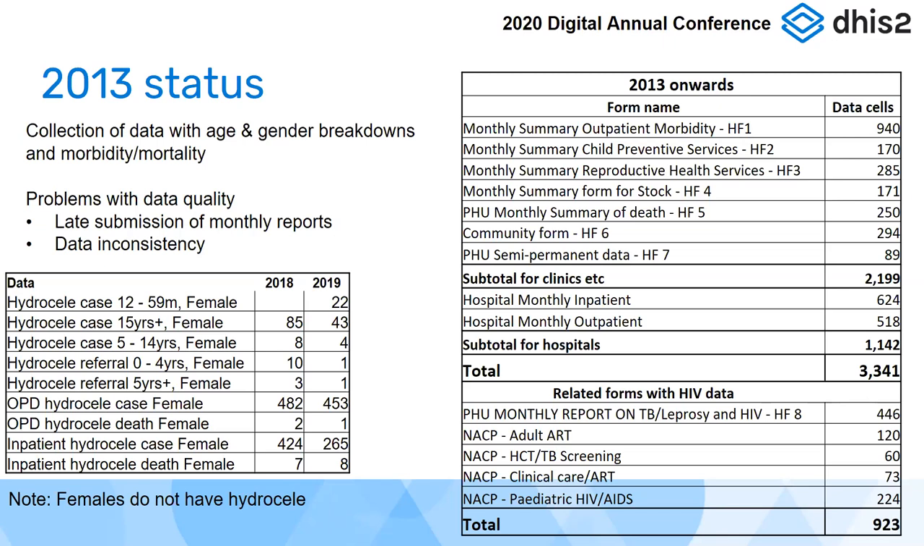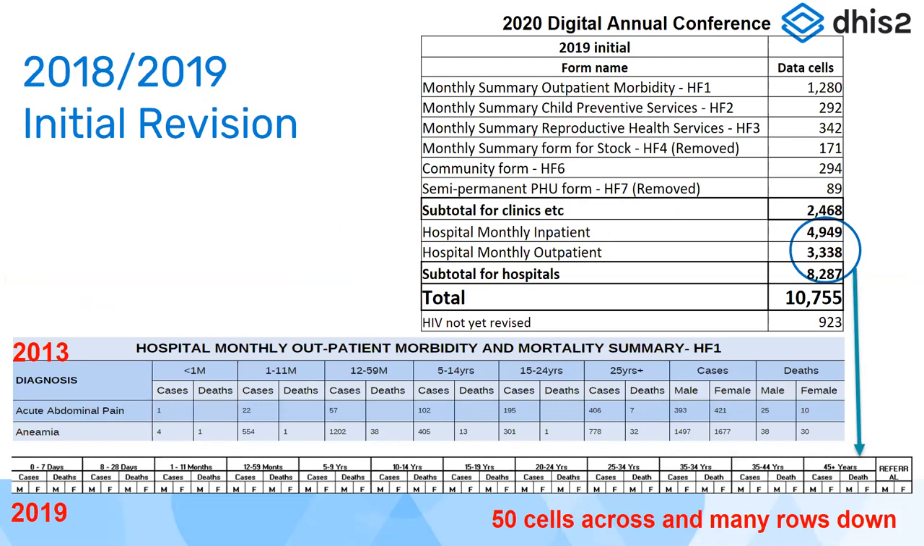So at around this time, we realized that the data cells we have for the clinic registers was 2,199, and the one we had for the hospital registers was 1,142, and that for the HIV was 923. So in 2018, we had to do some revision, especially targeting the hospital data sets. So we increased the data age disaggregation, as well as included sex to the summary forms. So as a result, we increased the data cells for the hospital forms from 1,000 to 8,000 in 2018.